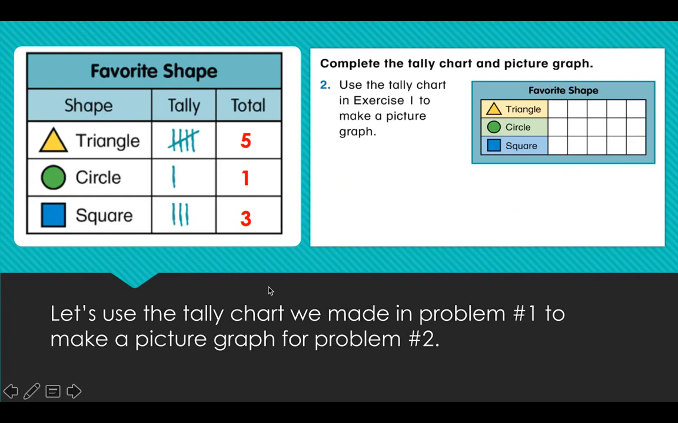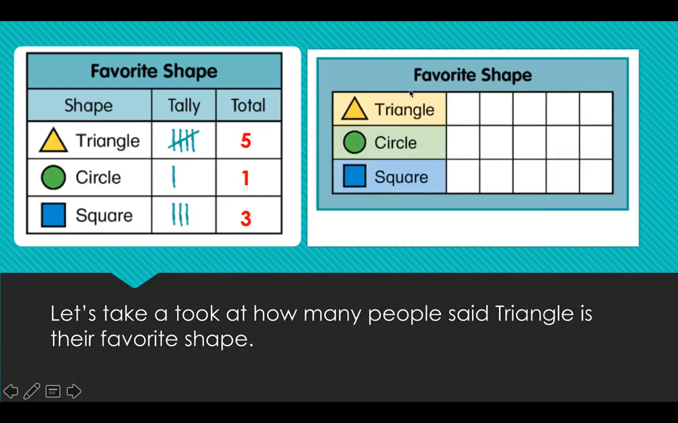Well, let's take a look. Let's use this tally chart we made in problem number 1 to make a picture graph for problem number 2. Now remember, even though we're using tallies for our tally chart and pictures for our picture graph, they should show the exact same data. My picture graph has the exact same title, Favorite Shape, and the same shape choices, triangle, circle, and square.